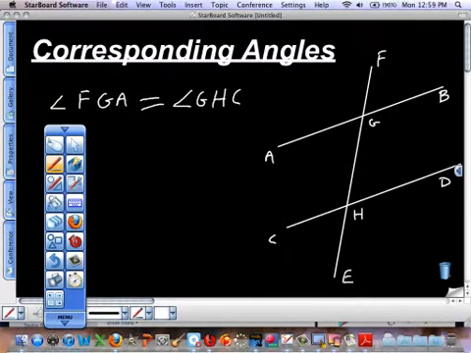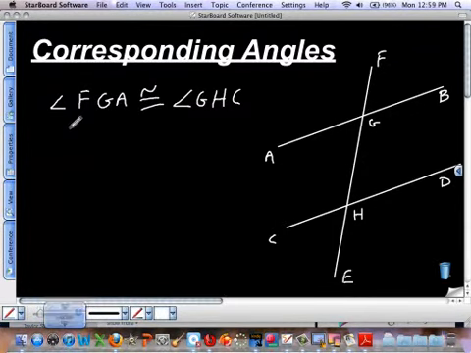So if we have two parallel lines, then the corresponding angles must be congruent. That's the big idea for today. You need to write that down. Corresponding angles are congruent if the two lines are parallel. Now guys, this is what we'll call a biconditional. It's an if and only if. So corresponding angles are congruent if and only if the two lines are parallel.